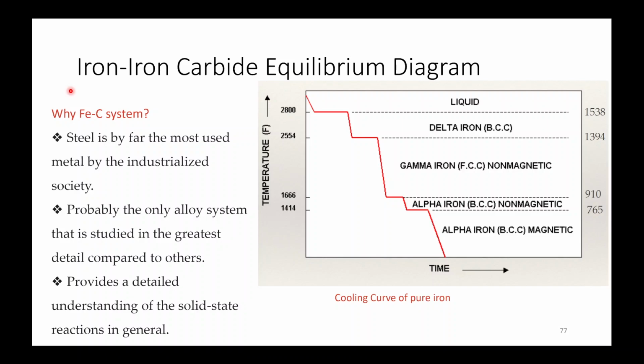Next is the iron carbide equilibrium diagram. First, why do we choose the iron carbon system? In this case, steel is by far the most used metal by industrialized society, and it is probably the only alloy system that is studied in the greatest detail compared to others, and it provides a detailed understanding of solid state reactions in general. And this is the cooling curve of pure iron.